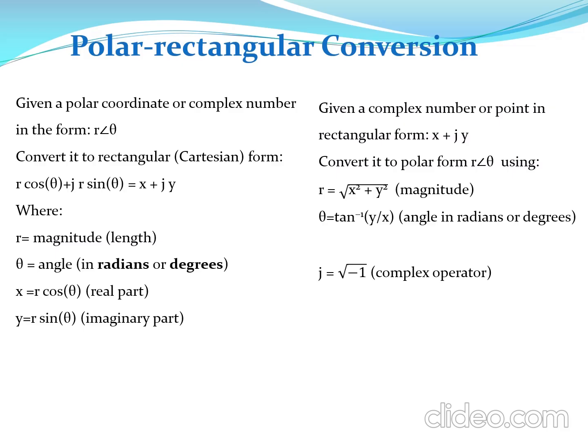Similarly, how do we convert from rectangular to polar? The rectangular form is given as x plus jy, and you have to convert it into polar. The r, that means the magnitude, we find by root under x square plus y square, and the angle equals tan inverse y by x. It is given in radian or degree. Here we have used j. J is the complex operator and its value is root under minus 1.